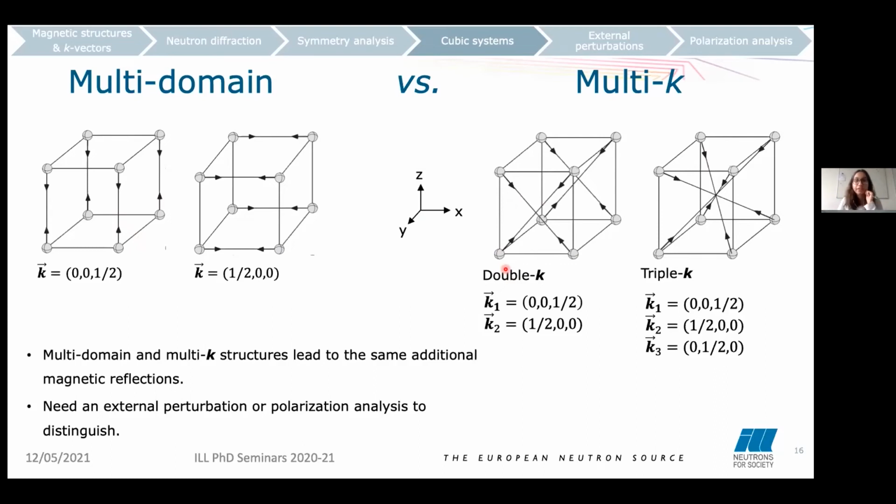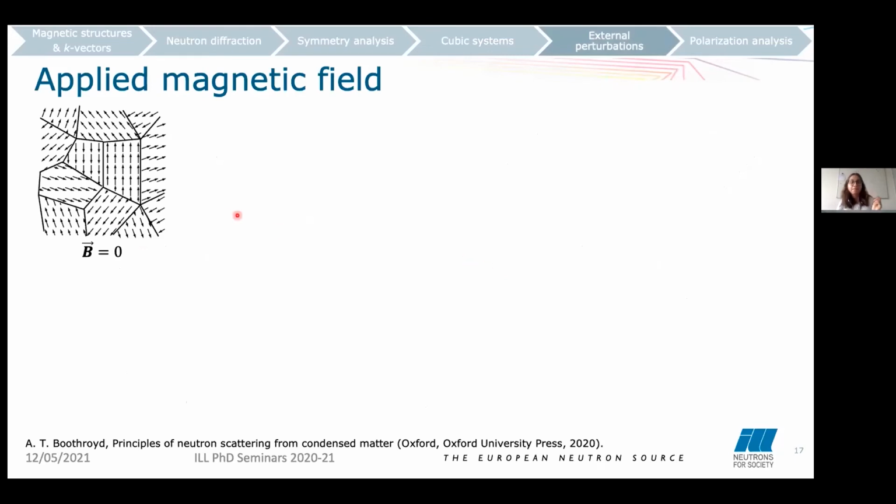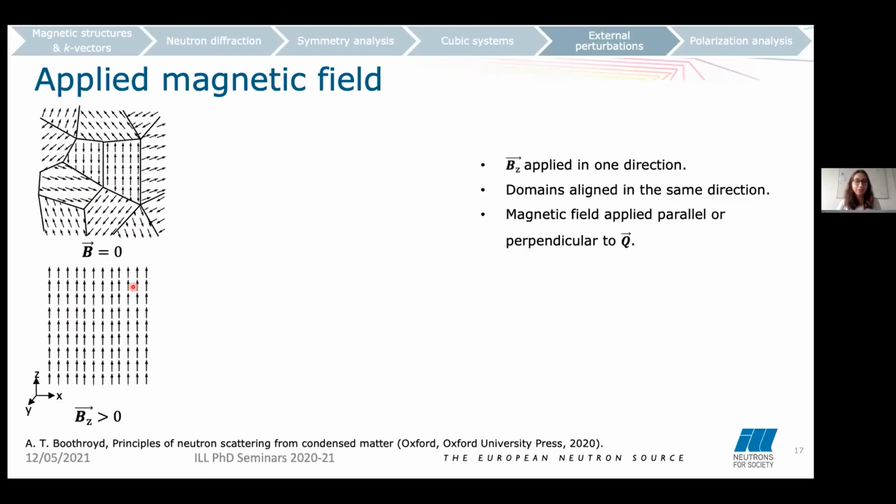So let's just consider the case where we apply a magnetic field. This is for the case of a ferromagnet, but the principle is the same. Here we have many domains of ferromagnetically aligned spins in zero field, and then we apply a field along the Z direction. What happens is that all the domains align parallel to each other. We can take advantage of this by applying the magnetic field parallel or perpendicular to the Q vector of the neutron beam.